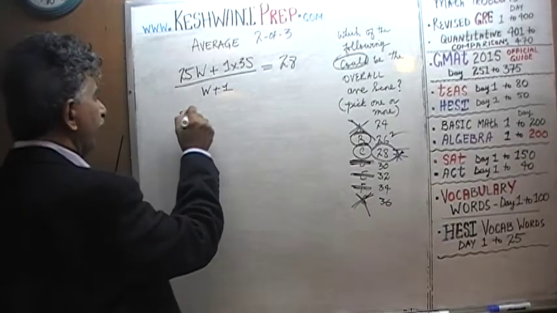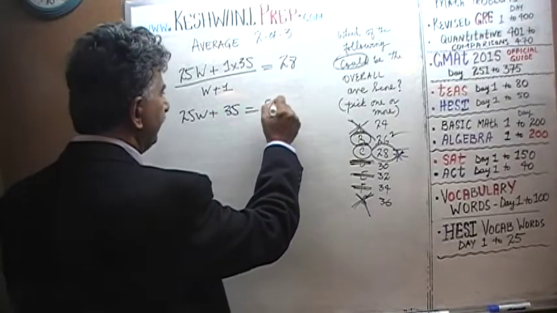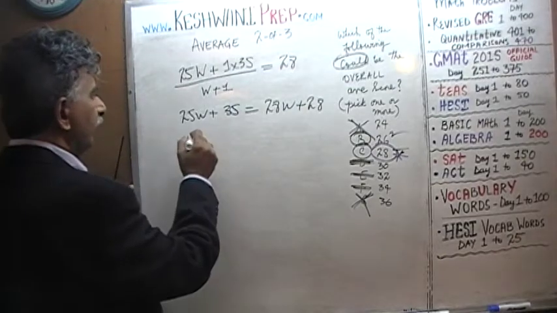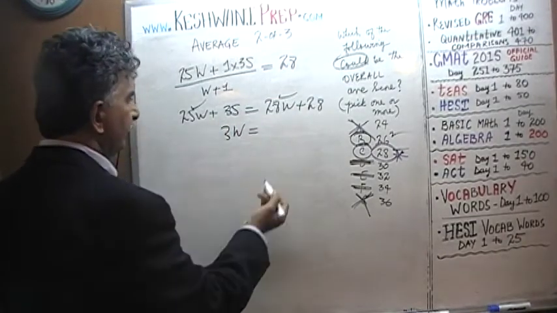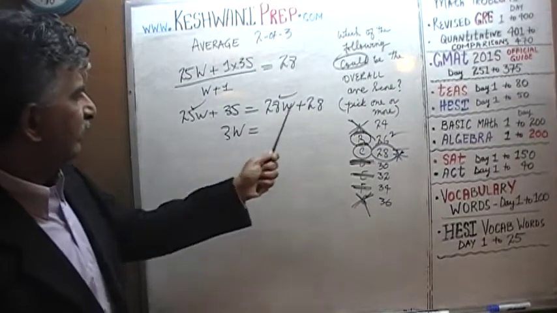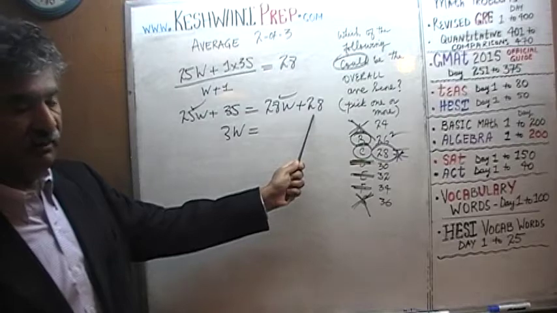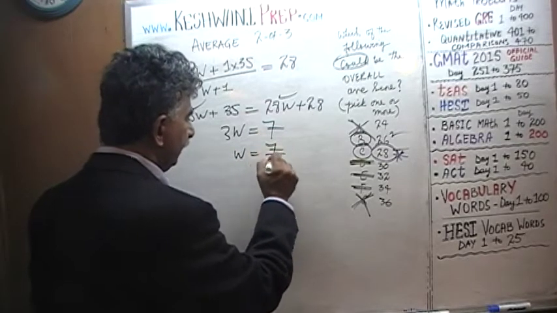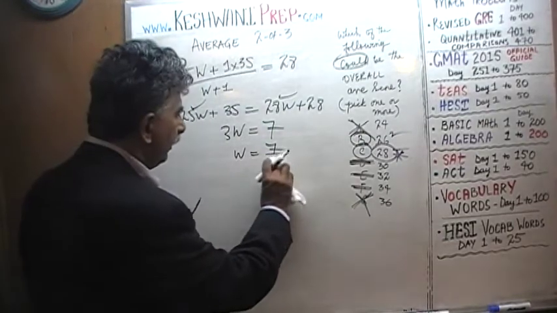So we're going to get 25W plus 35 equals 28W plus 28. So 25 and 28, that's a 3W. Bring 28 to this side. 35 minus 28, 35 minus 30 would have been exactly 5, so it's going to be 7. Well, there you go. So in this case, we are claiming that the weight has to be 7 to 3.